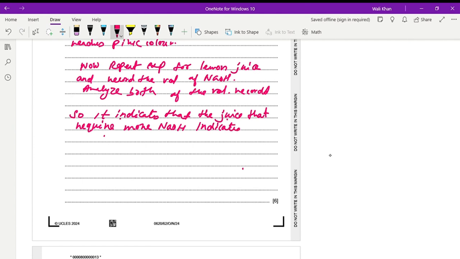indicates higher citric acid concentration. So the juice that contains more citric acid needs more sodium hydroxide, and we should record the sodium hydroxide volume in both of the experiments, for both lime and lemon juices, and then analyze it.